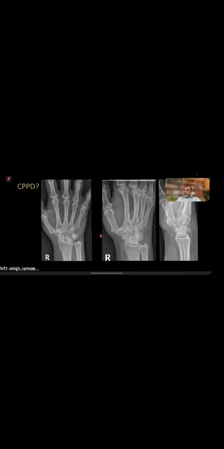Okay, so have a look at this one. You can see that there is reduced radioscaphoid distance and no calcification. Can't see any, a little bit of widening of scapholunate distance, but no calcification at all. So it is just osteoarthritis, no signs elsewhere.